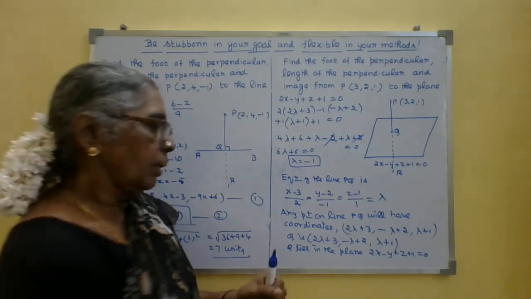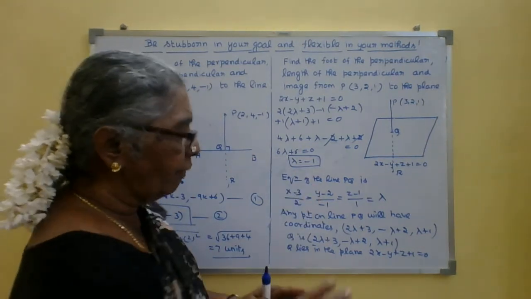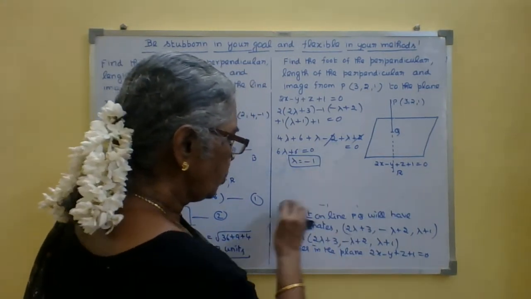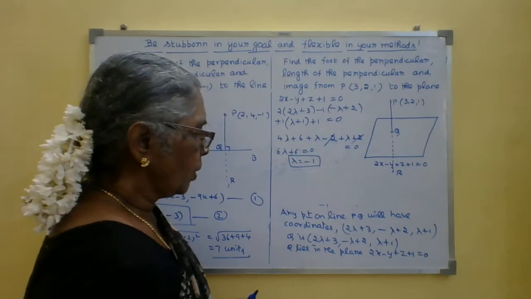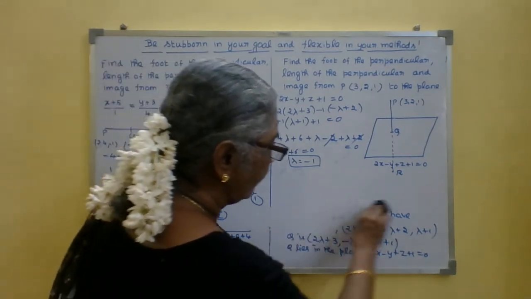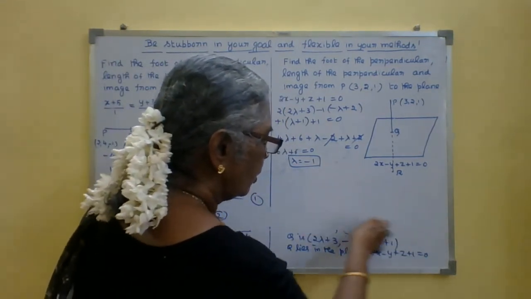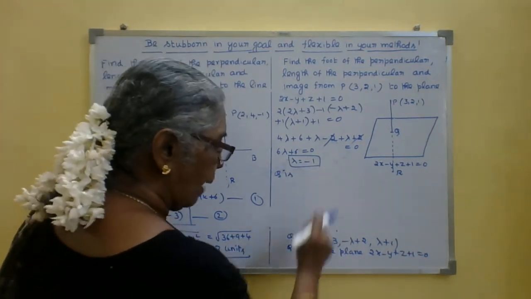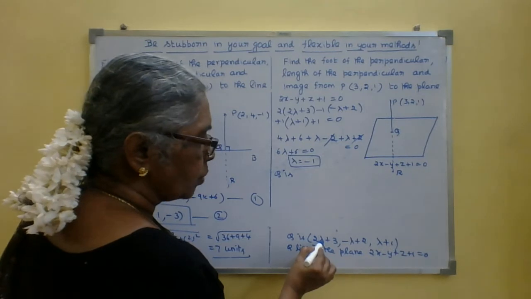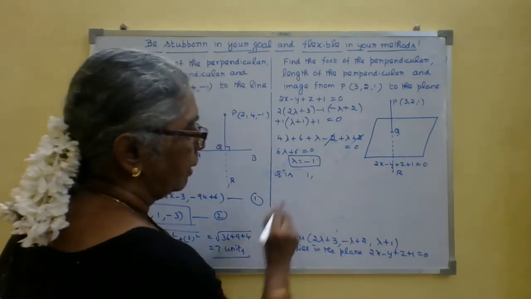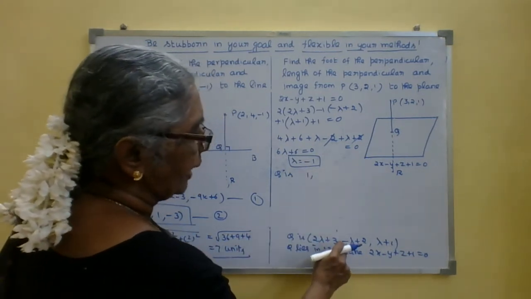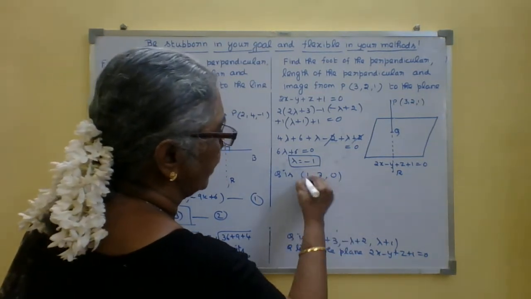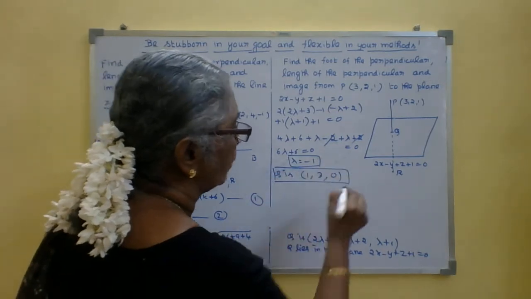Now here we have found the lambda value, right? Now the same way, no change at all. Once you know that, you know Q. So you can substitute there the lambda value to get your Q. Now the Q is, lambda is minus 1. 2 into minus 1 is minus 2. So I will get 1. Minus 1 into minus 1 is plus 1. So I will get 3. Here minus 1 plus 1, it is 0. So this is the foot of the perpendicular, right?